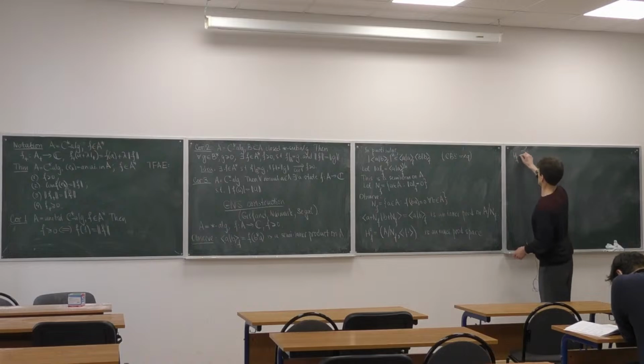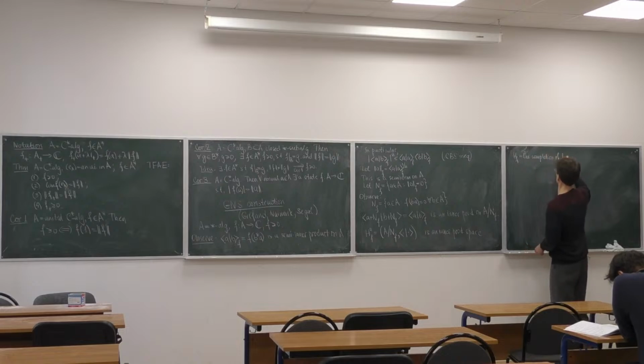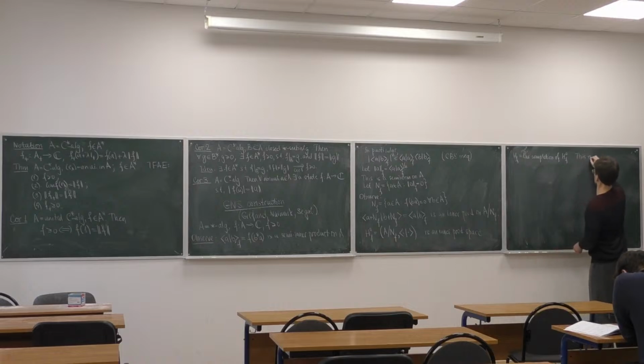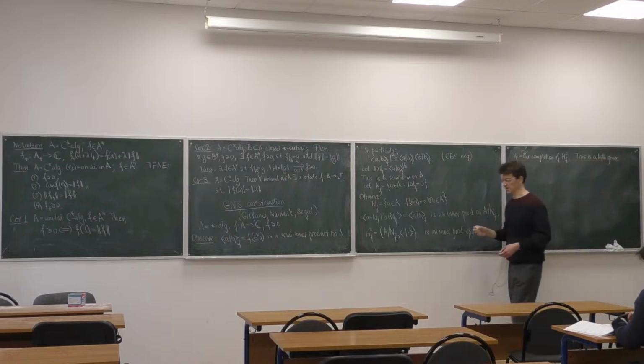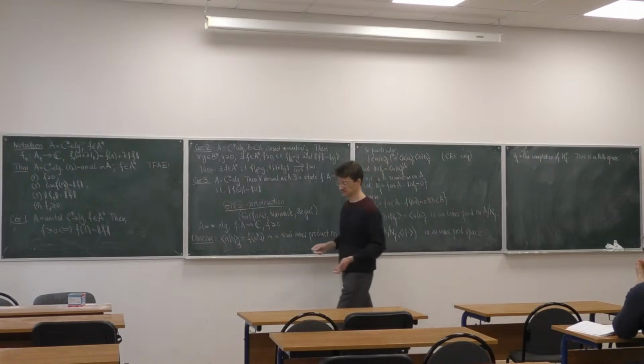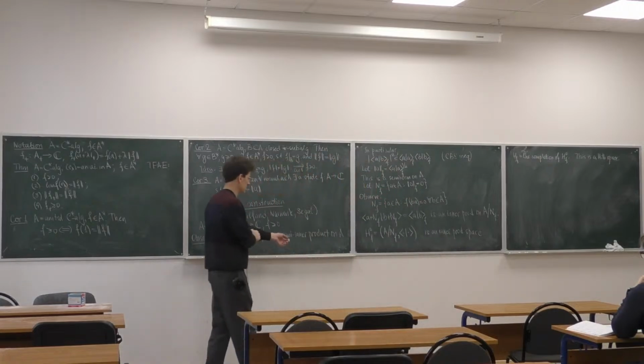HF is the completion of HF0. And this is a Hilbert space. So this is exactly the space where our representation will act. Now let's construct the representation itself.